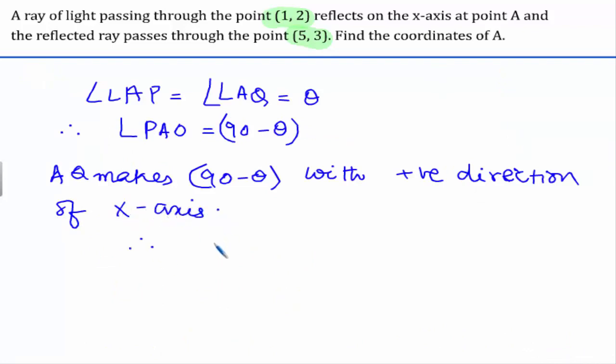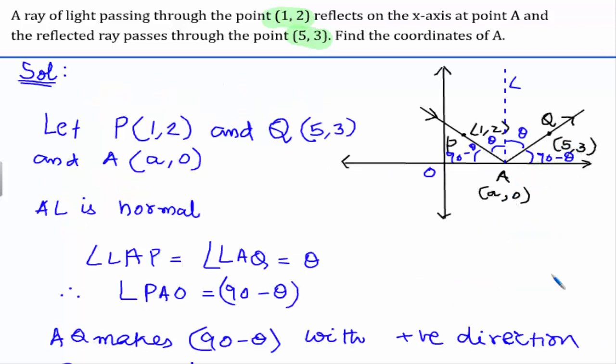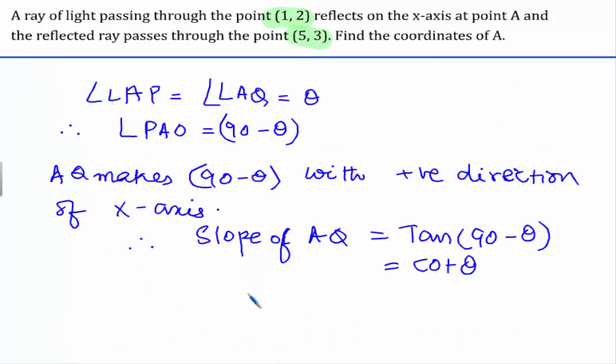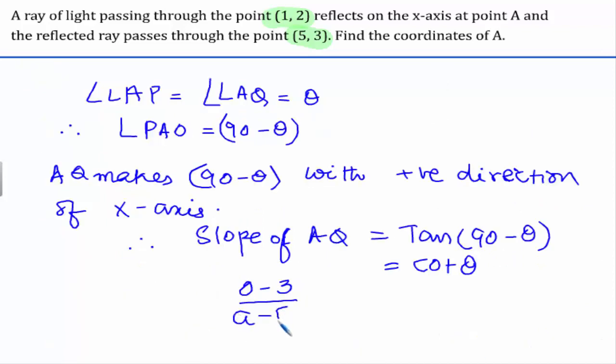So therefore slope of AQ is equal to tan(90 minus theta), that is equal to cot theta. But if you want to find out the slope of AQ, that will be (0 minus 3) by (a minus 5), this is y2 minus y1 by x2 minus x1, is equal to cot theta. This is the first result.